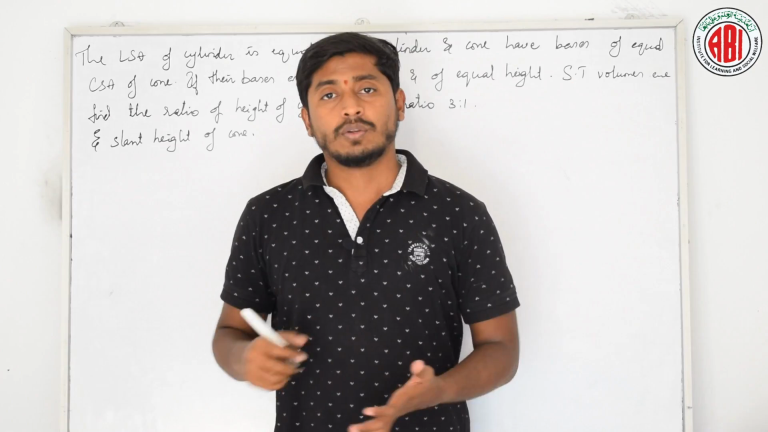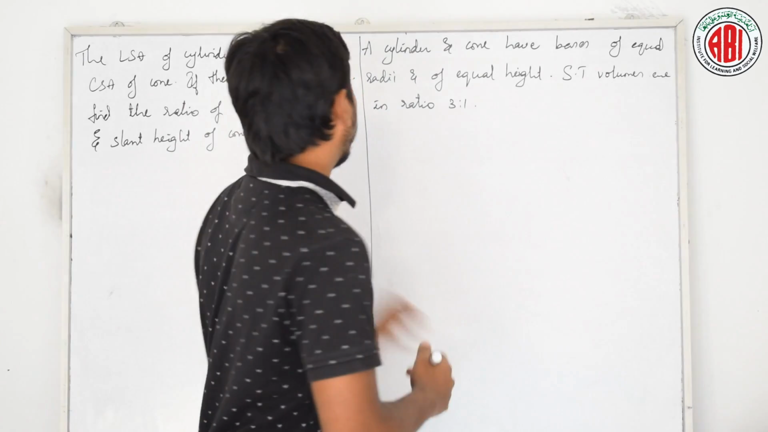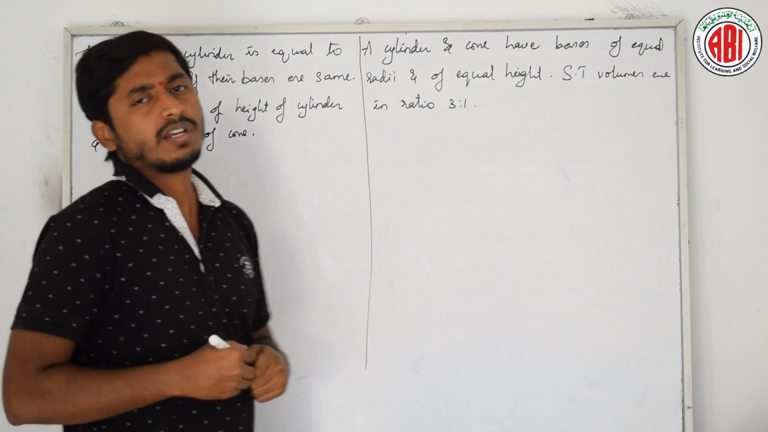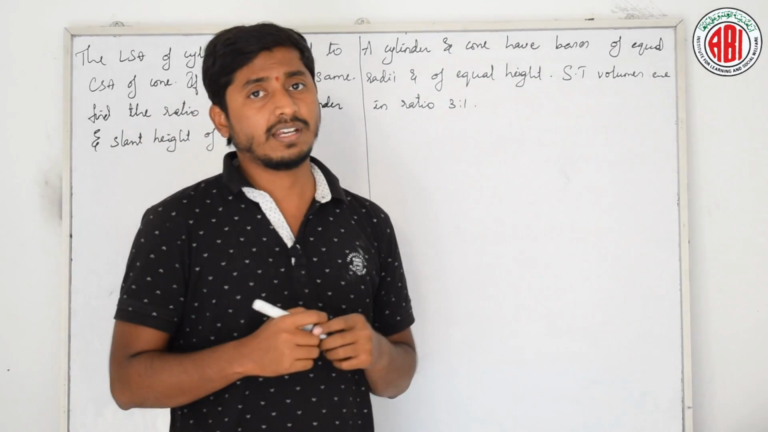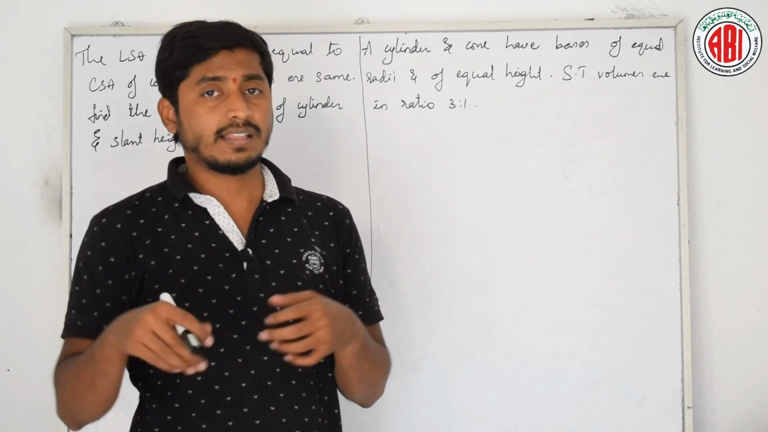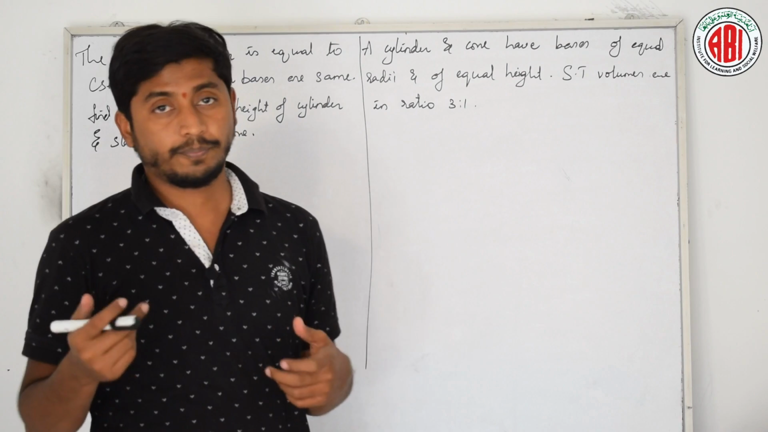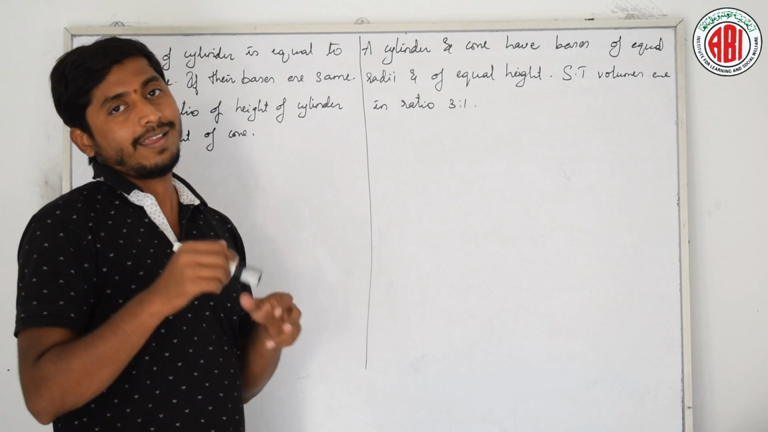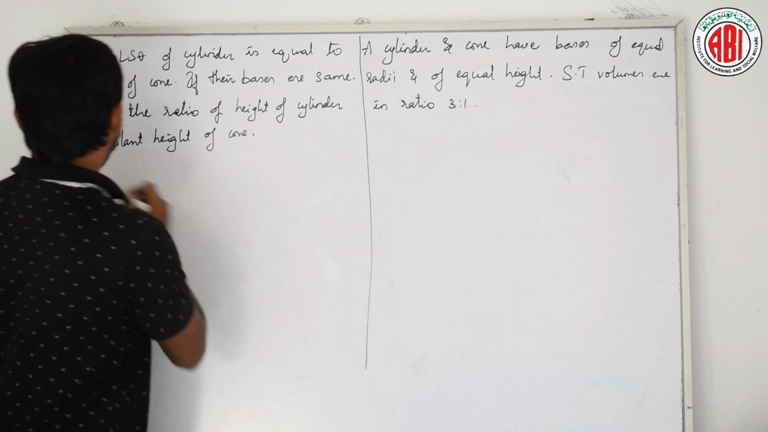Let's do. Look at this question here. The question is given as: the LSA of a cylinder is equal to the CSA of a cone. Do you know the formula of LSA of a cylinder? LSA is nothing but the CSA of a cylinder, right? That is 2 pi r h. Okay, right? What is given?